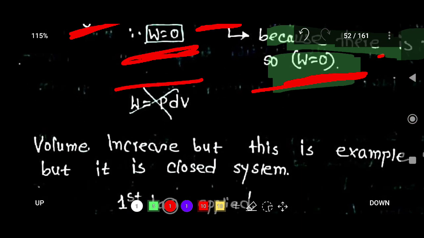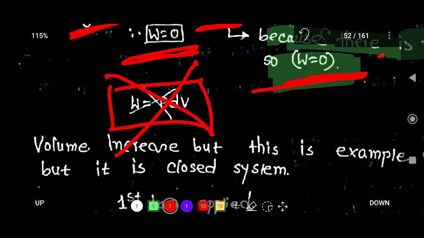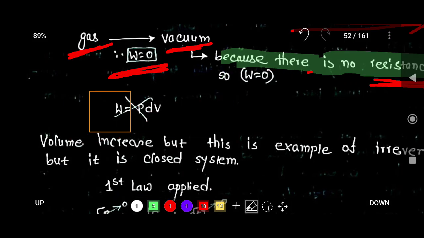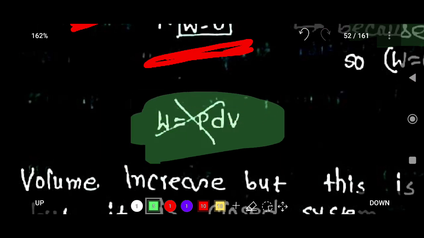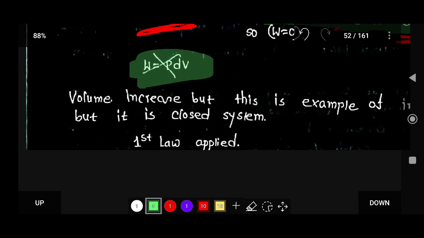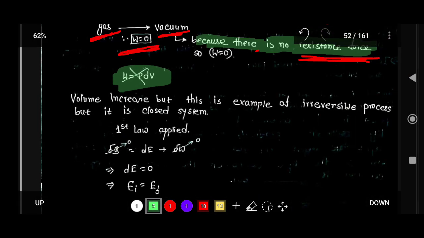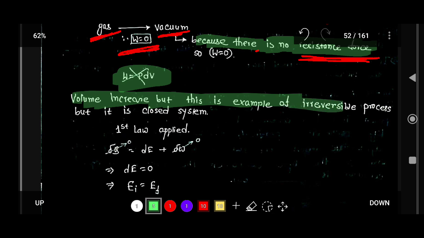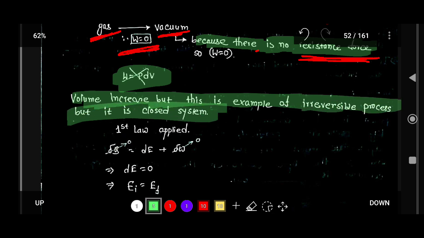Now we know the formula W equal to PdV. This formula is not valid for free expansion. Remember this: W is equal to PdV is not valid for free expansion. Here the volume increases, but this is an example of an irreversible process, in a closed system. So because of that this formula is not applicable.